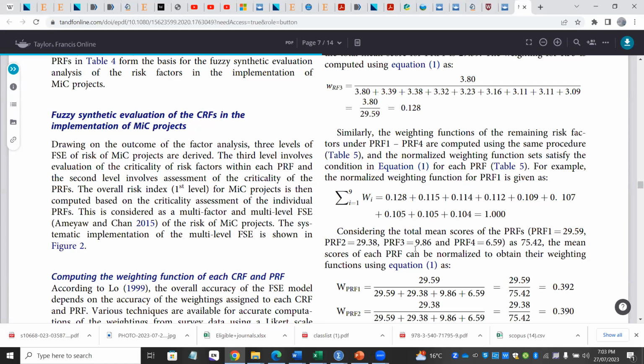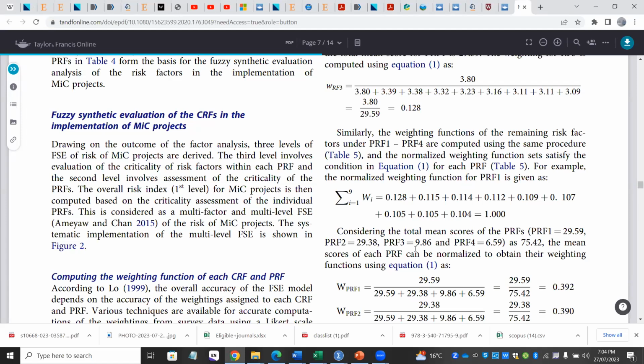Then when you come to assess the criticality of the groups, we say you have reached the 2nd level. Then the overall level, when you determine the overall outcome or the overall criticality of all the factors, including the groups, then we say you have reached the 1st level. So that's how it works. With respect to this fuzzy synthetic evaluation, it's more like a 3-level, or what we also call a multi-level fuzzy synthetic evaluation modeling.